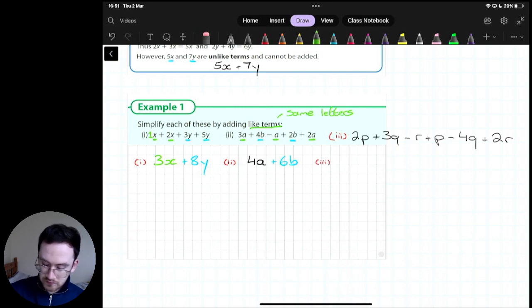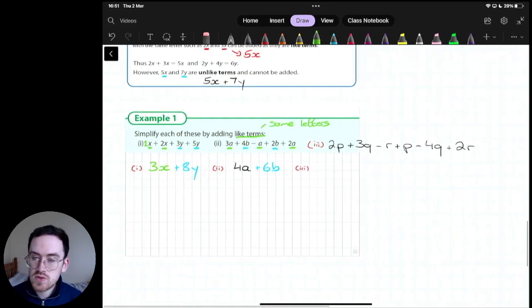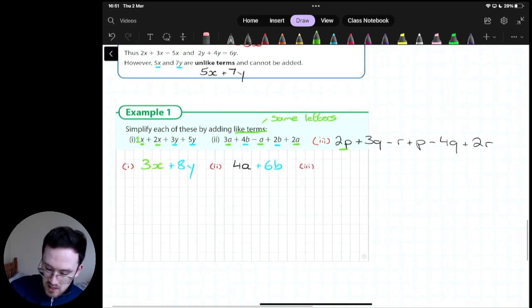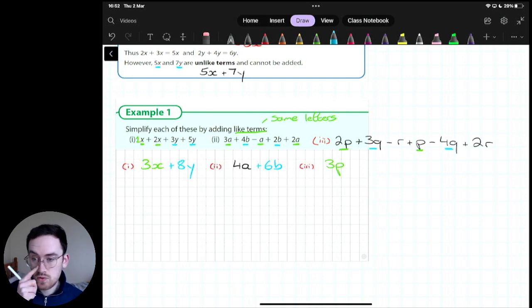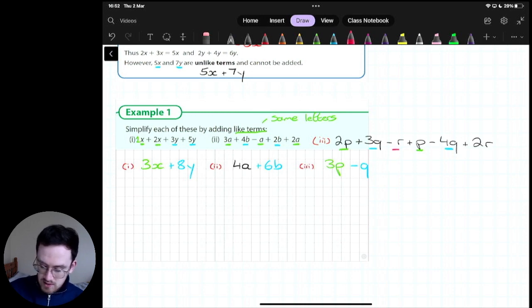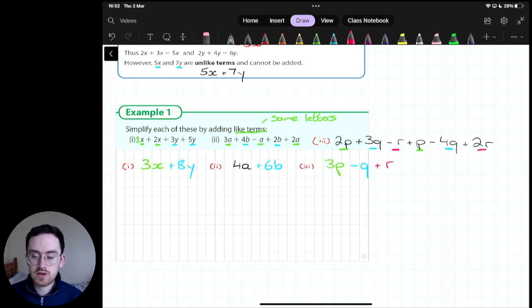We look at the next one. So we have p's and q's and r's. Okay, so let's focus on the p first. I have 2p plus p, so altogether 3p. We look at the q's. I have 3q minus 4q, and this is where we have to bring back our rules of integers. 3 minus 4 gives me an answer of minus 1q, which we just write as minus q. And then if we look at the r's, then we have minus r plus 2r, which gives me an answer of plus 1r, just plus r.